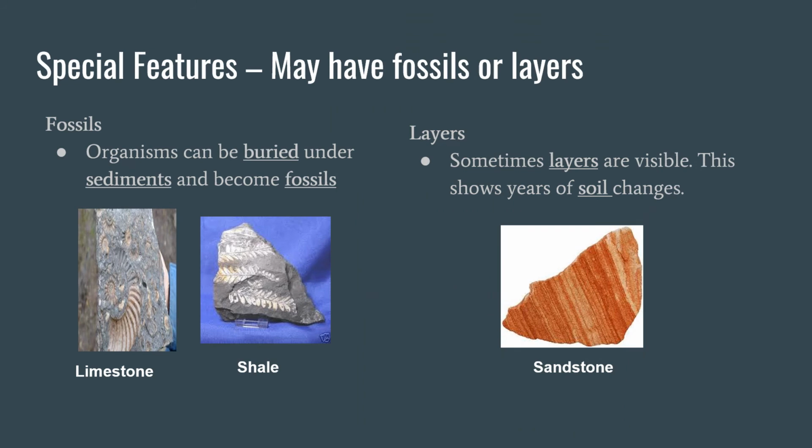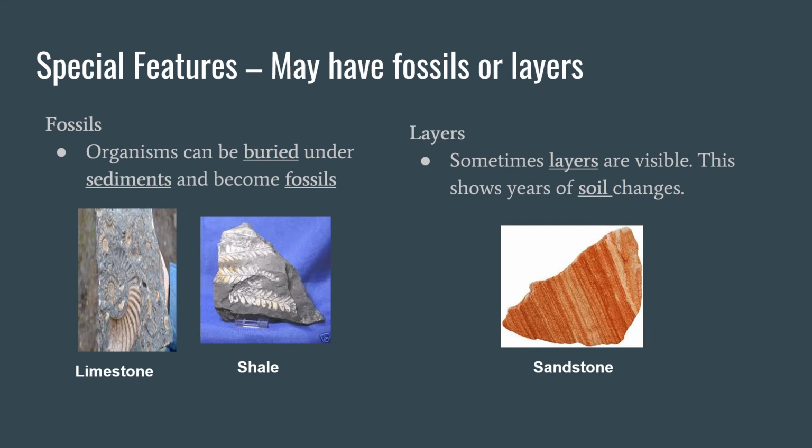So let's look at some special features about sedimentary rocks. Sedimentary rocks may have some fossils, or they may have some layers. Anytime you see a fossil in a rock, it has to be a sedimentary rock. Organisms get buried under the sediments. The layers layer upon them over and over again, leaving the indentation or the impression of what was there. So here's a good example of limestone with a shell and some shale that looks like a fern leaf maybe. So fossils are a special feature of sedimentary rock.